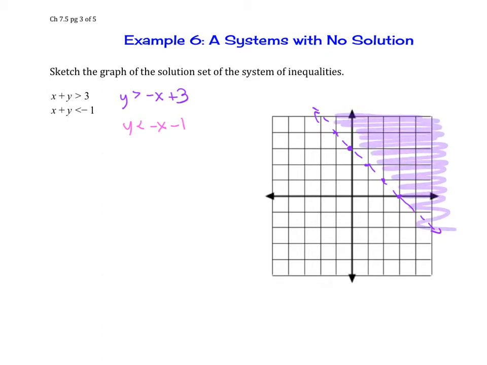Then y is less than -x minus 1. So -1, same slope. So again, it's dashed. I guess I gotta do open circle here. And less than -1, well, that's going to be below the line. So notice it's an empty set. They do not intersect in any way, so this is no solution.